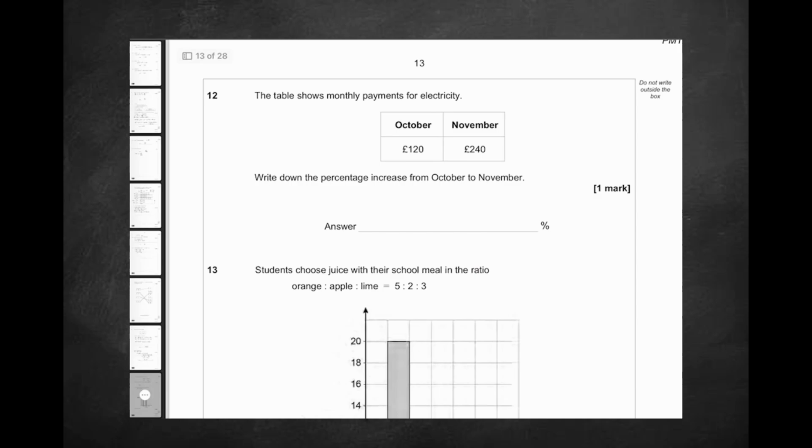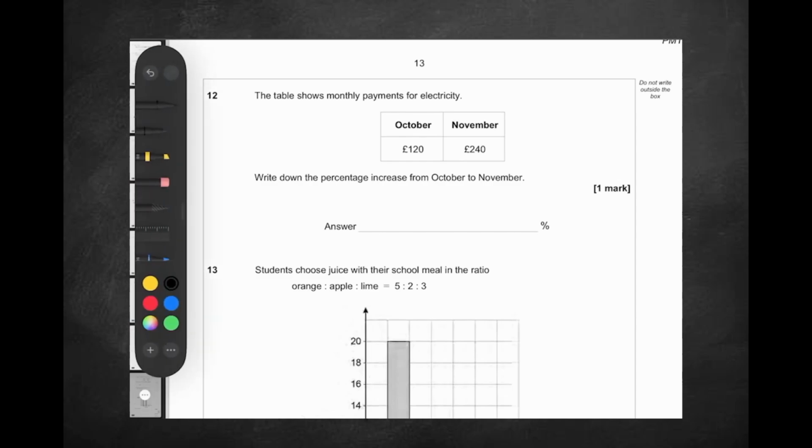Question 12. The table shows monthly payments for electricity. Write down the percentage increase from October to November. Well, it has doubled, which means it has increased by 100% of the value of October. So our answer is 100%.